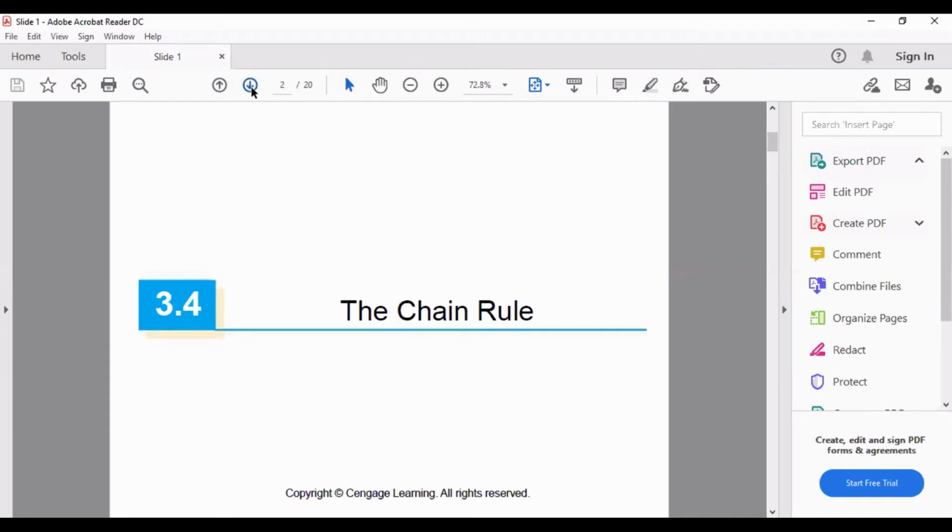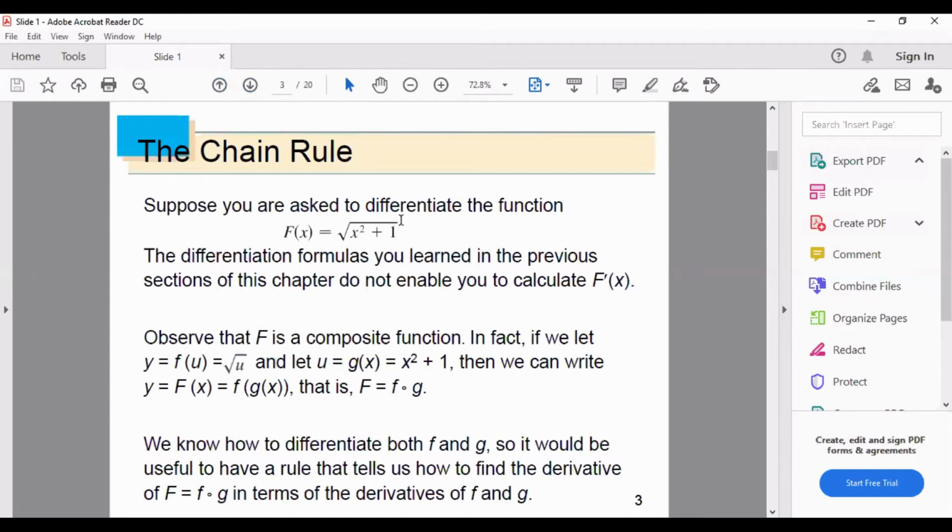Now we will study more complicated functions like this one. We are going to do the chain rule. When we have some function which we can look at as the composition of two functions, for example, here we have root of x squared plus 1. Then we have x squared plus 1. We apply first x squared plus 1, then we apply root.